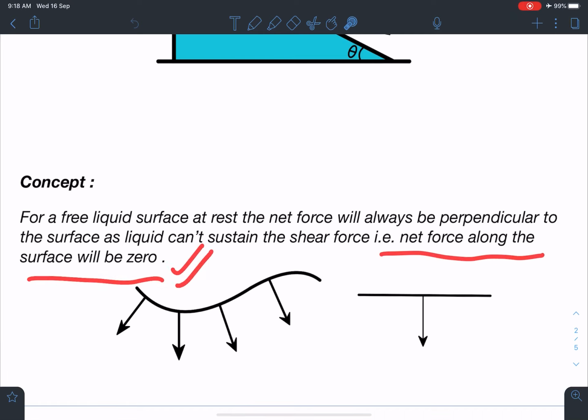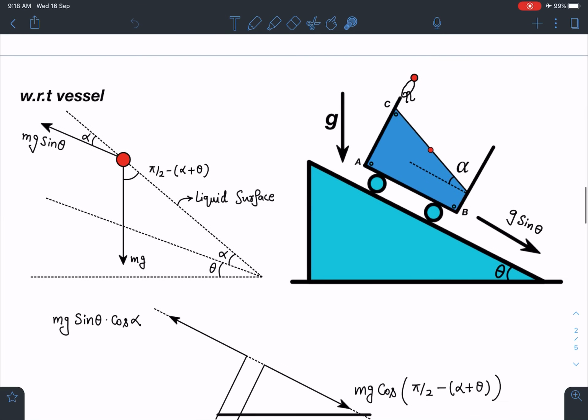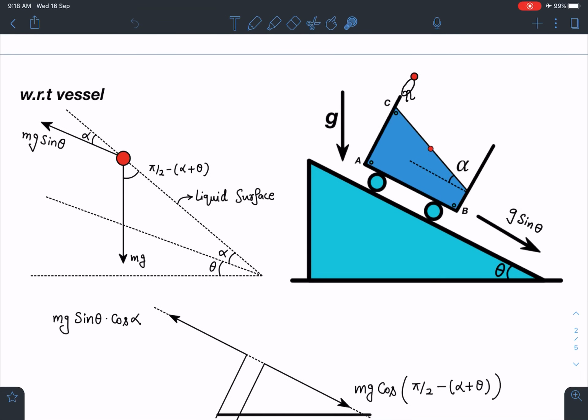So this information we are going to use in many applications, even if liquid is moving. But if you can choose a frame from where liquid will appear stationary to you, you can still apply this concept. That's the reason it's a very good method. So here it is. Let's draw the free body diagram of any liquid particle with respect to the vessel. The reason for choosing the vessel is because with respect to this vessel or this observer, he will find that liquid is at rest. And if liquid is at rest, we can use the logic that net force along the tangent is going to be 0.